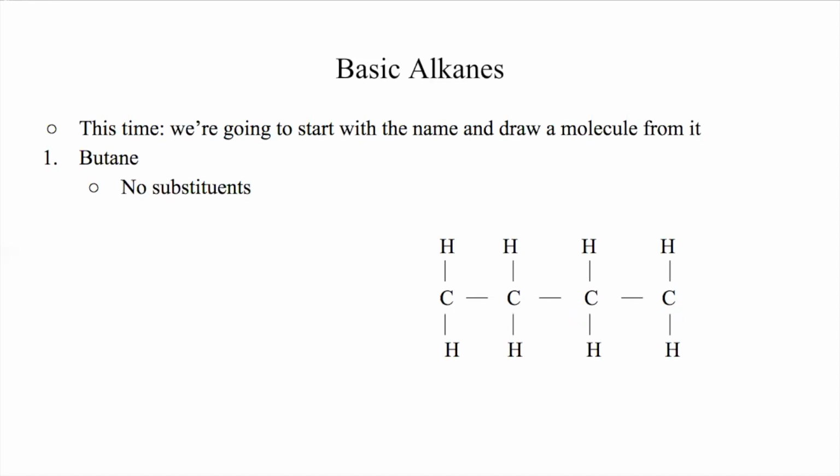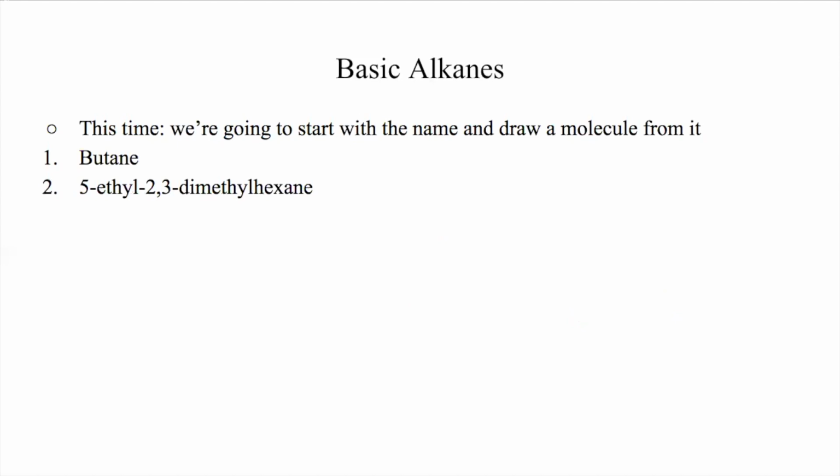Next, let's try something a little more challenging. 5-ethyl-2,3-dimethylhexane. This one looks a bit more complicated, but we can apply the same process. Again, the root ane lets us know there will only be hydrogen and carbon atoms. We also know there will be 6 carbons in the main carbon chain, because of the prefix hex. We can go ahead and draw that chain. Now, all that's left to do is to draw the substituents. To do this, we have to number the carbons in that hexane chain, like this.